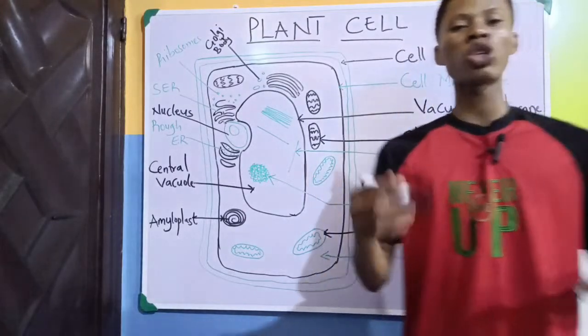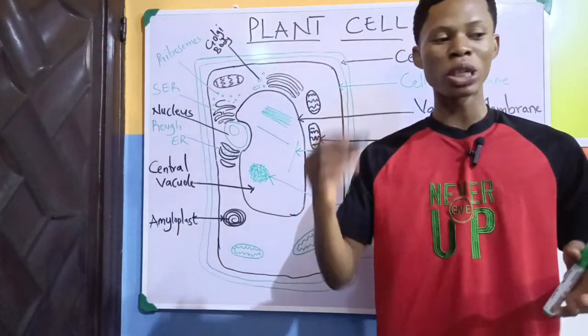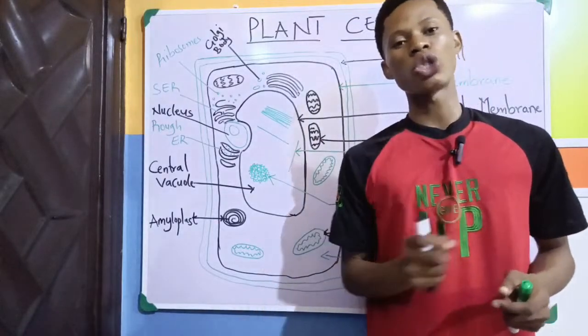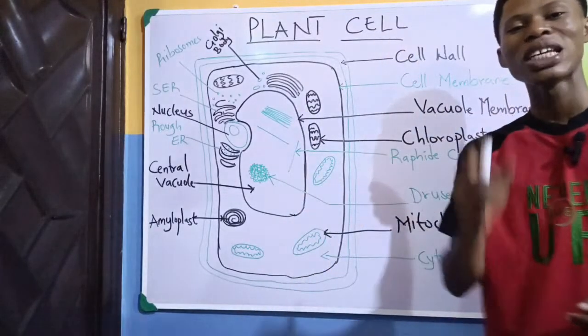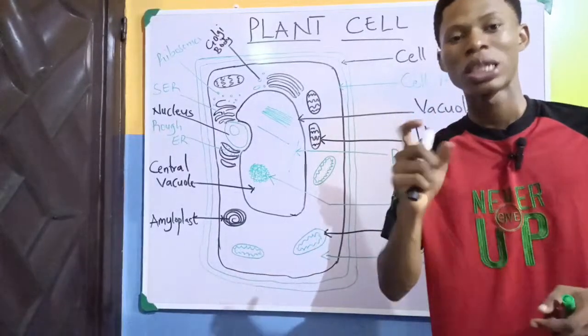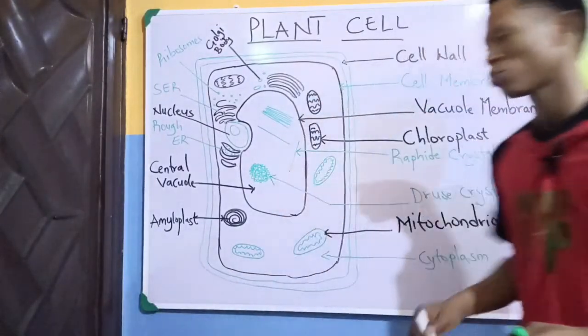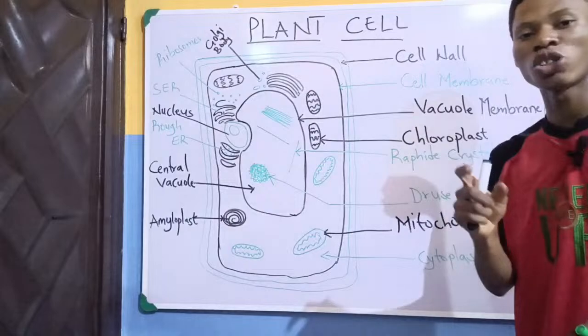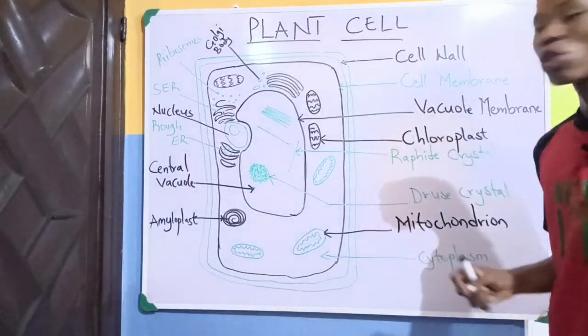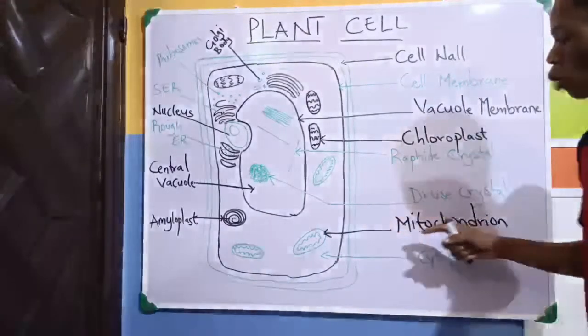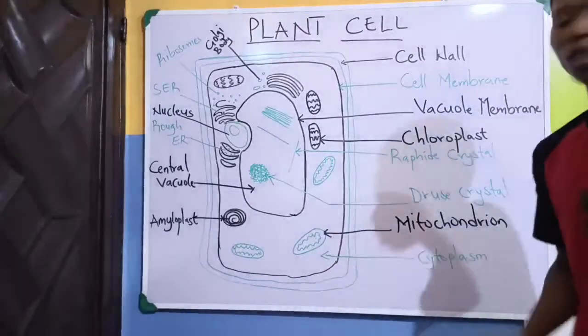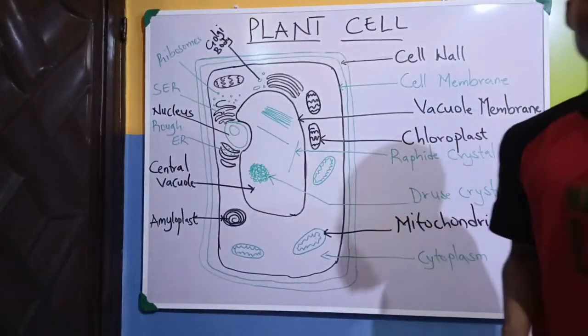Now there's a question they always bring in your exams. And what is this question? The question is, cellular respiration takes place in the dash. Now, cellular respiration takes place where? In the mitochondria.